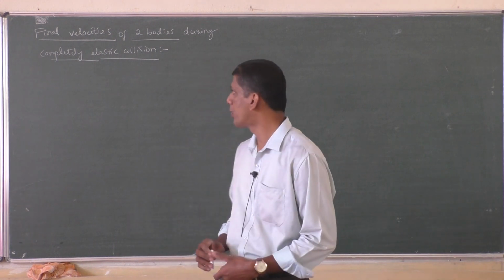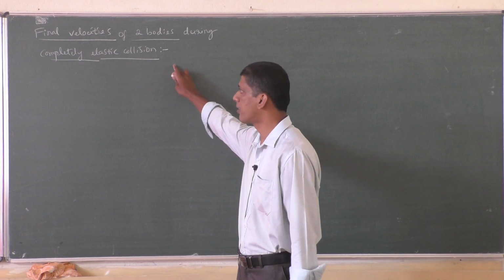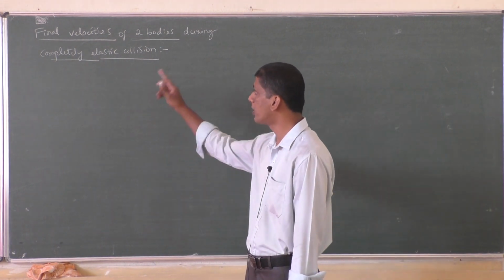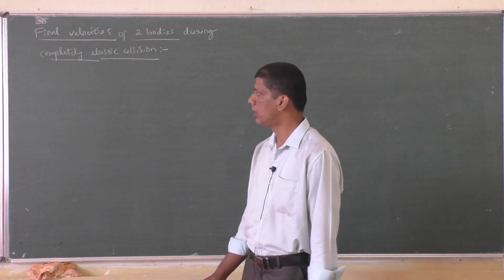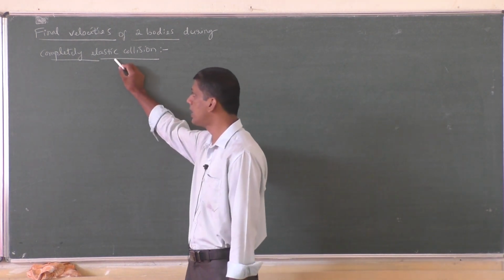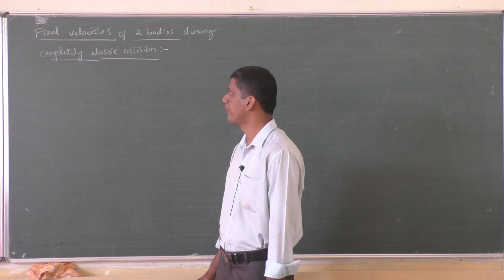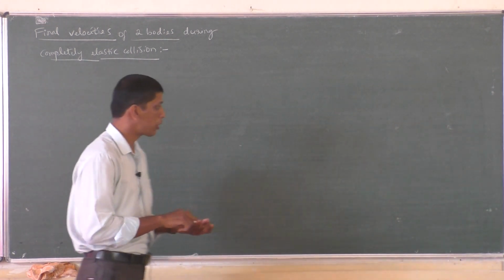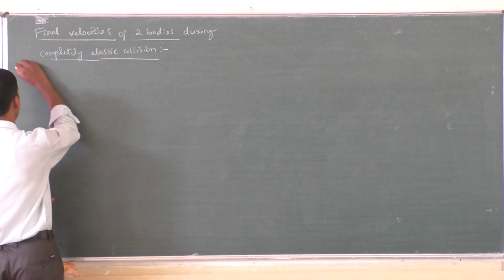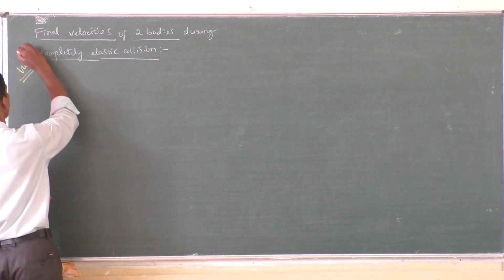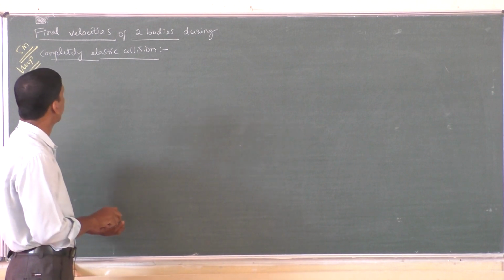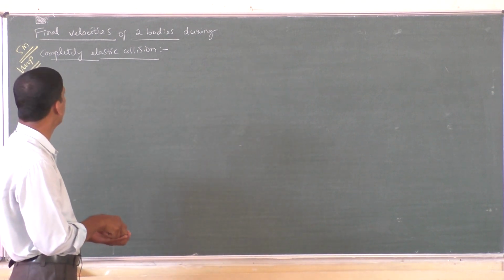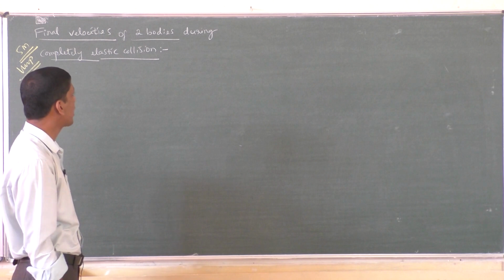Now next onwards we have to derive a very important derivation, that is, derive the expression for the final velocity of two bodies during completely elastic collision. This is the derivation of completely elastic collision. This is a 5 mark question, very important, and it is asked for 5 marks. Now we have to obtain the final velocity of two bodies during completely elastic collision.